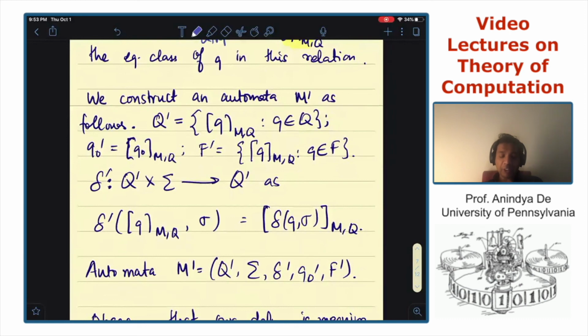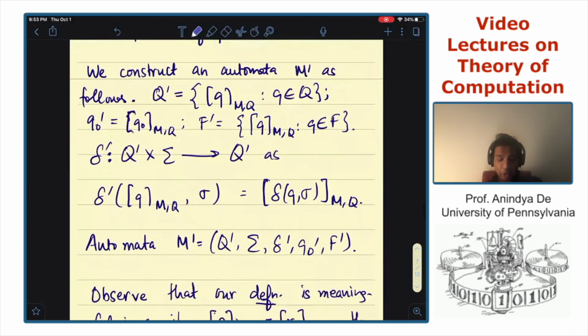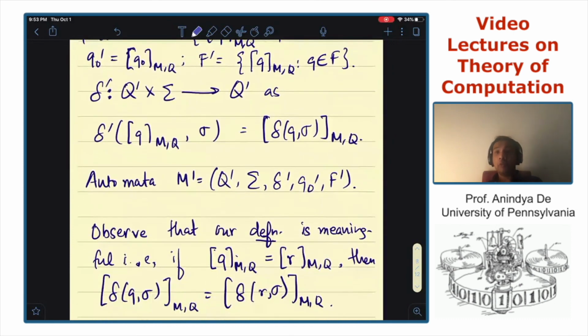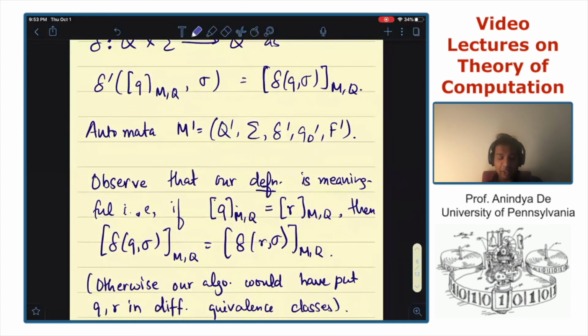The transition function will again be defined as follows: if you are in the state corresponding to the equivalence class of [q]_M, and you read a symbol sigma, you will go to the equivalence class of the state corresponding to delta(q, sigma). And our final automata construction will be M', which is (Q', Sigma, delta', q0', F'). One thing we should make sure of is that our definition is meaningful, as in it's well defined.